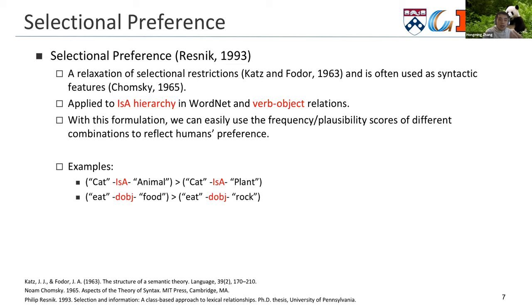So if a model or a knowledge base can manage to assign a higher score to the first combination rather than the second one, we can claim that this model or knowledge base understands humans' preference about this piece of common sense knowledge. Similarly, if a model managed to assign a higher score to the first tuple, eat DOBJ food, rather than the second one, eat DOBJ rock, we can say that it knows the common sense that we are more likely to eat food rather than rock.